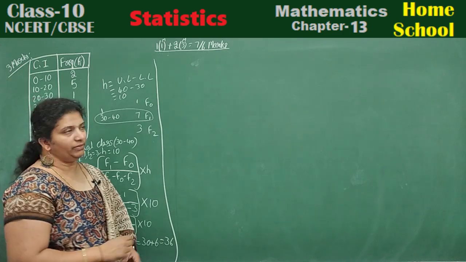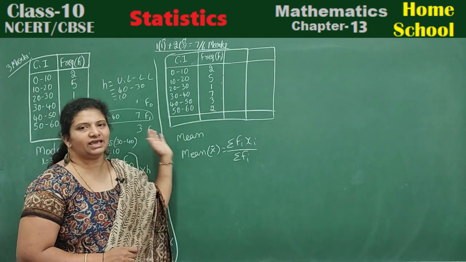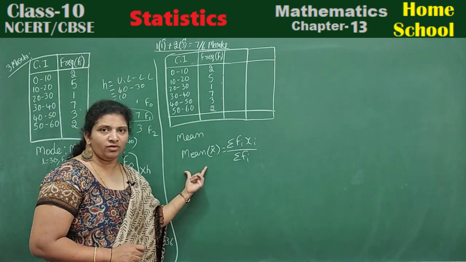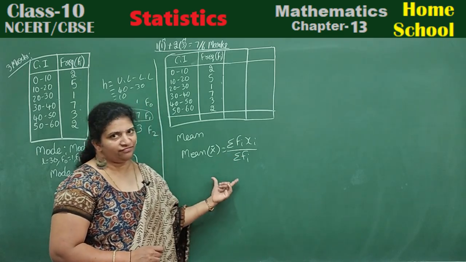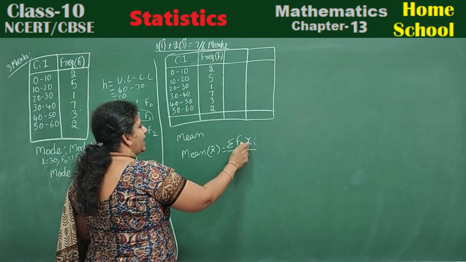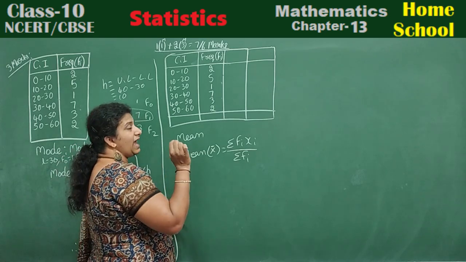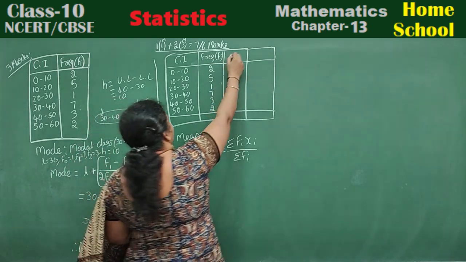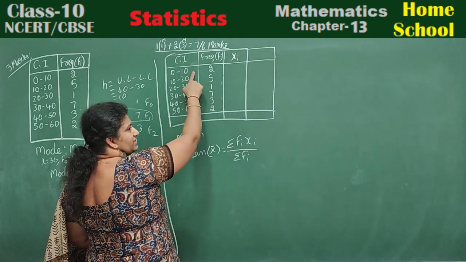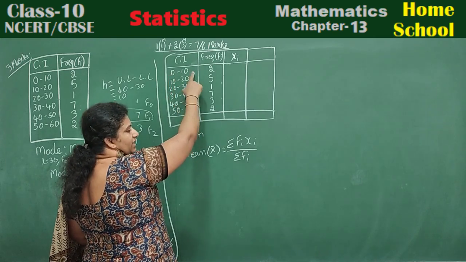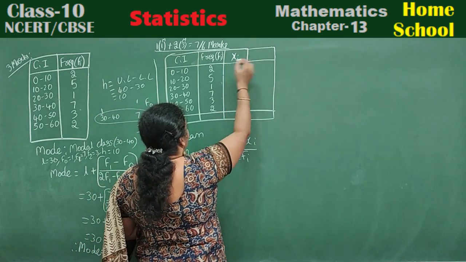Next, let me calculate mean. Again, take the same problem here, class interval and frequency. What is the mean formula? Mean x bar is equal to summation fi xi by summation fi. So, we have fi, xi. How can I get xi? Xi is a score. By using the class mark, we are going to get xi. Class mark is lower limit plus upper limit by 2, which gives you the score.